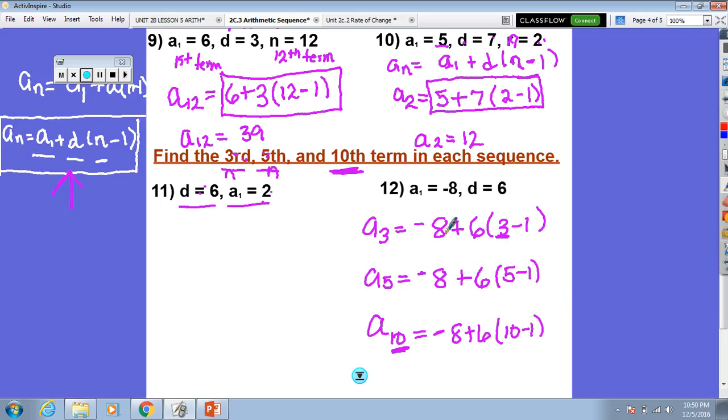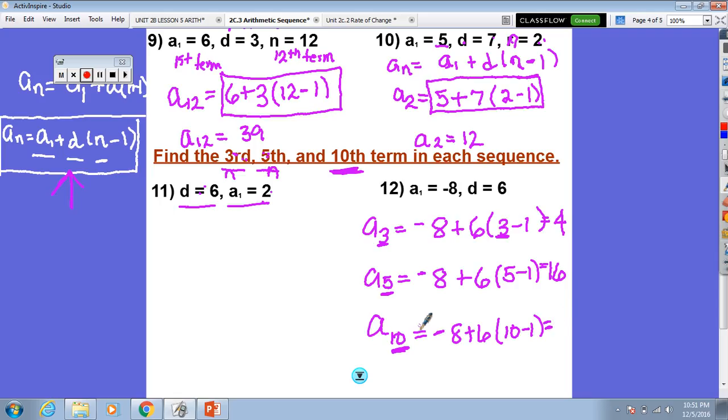Make sure when you type in the -8 that you type it in as a negative sign. That's on your white keys on your calculator. Plus 6, parentheses, 3 minus 1. We get 4 for the first number. Okay, that is the 3rd number in the sequence is a positive 4. Alright, now let's look at the 5th number in the sequence. So -8 plus 6, parentheses, 5 minus 1. This time we got 16. So the 5th number in this sequence is 16.